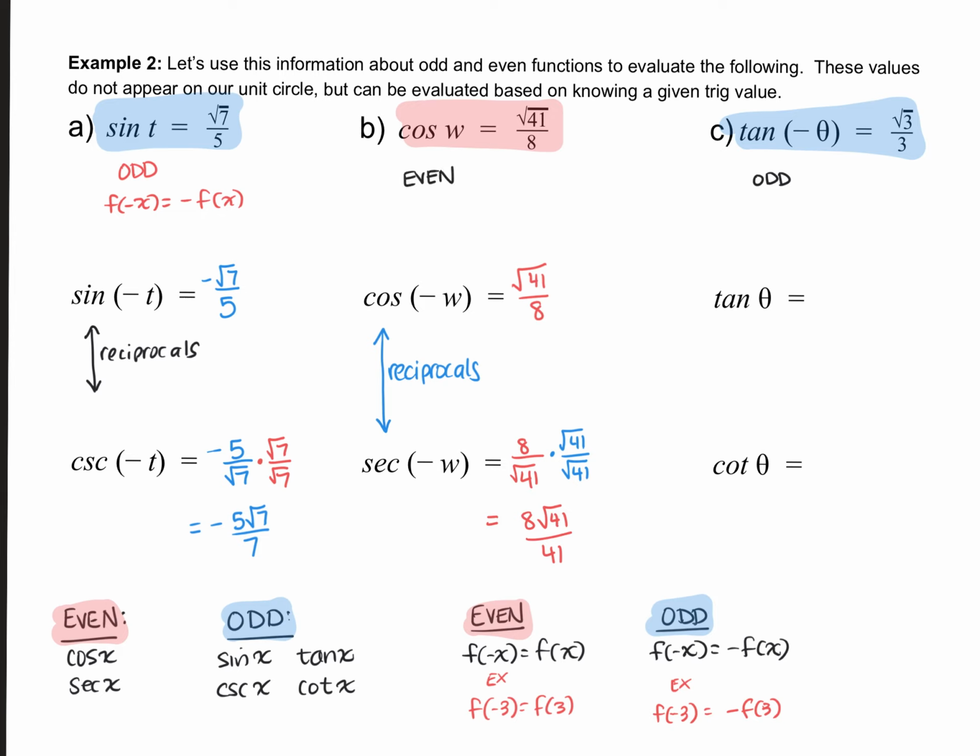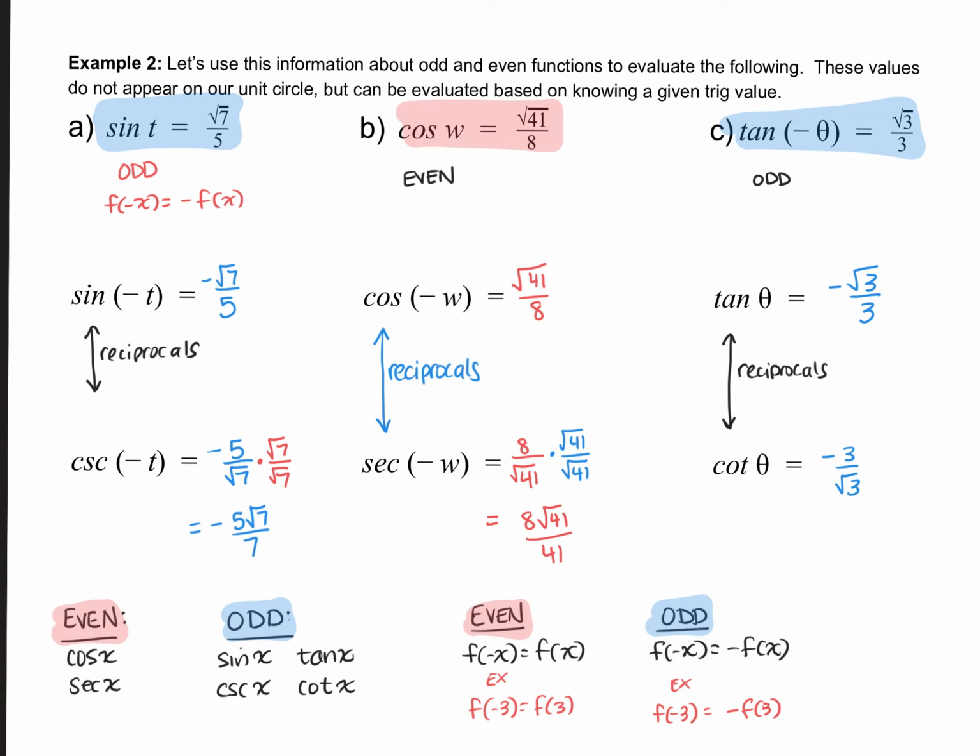The tangent of negative theta, if we change that negative theta to positive theta, we have now changed the input to be the opposite. Therefore, our output will also be the opposite. So my output for the tangent of theta is going to be the opposite of what we have above. So that means negative radical 3 over 3. And then once again, I look at the fact that these are reciprocals. So that just means I flip them. So I'm going to flip negative radical 3 over 3 to get negative 3 over radical 3.